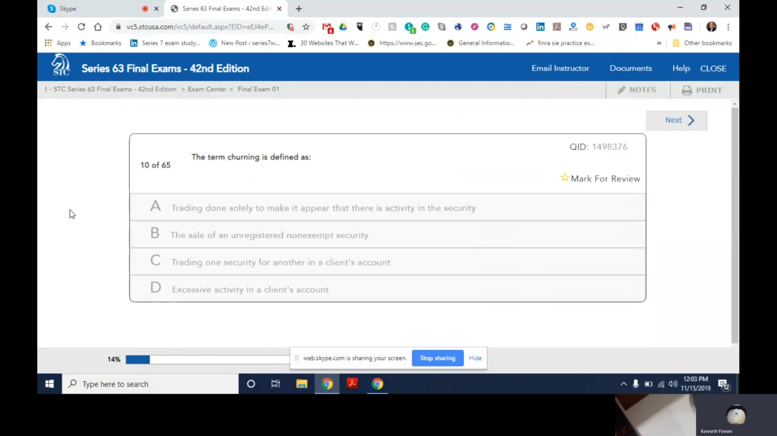The term churning, we know what churning is, excessive trading. Trading done solely to make it appear as activity in the account? No, that's market manipulation. Sale of an unregistered non-exempt security, that's just a violation. Trading one security for another in a client's account, that's fine. I mean, people go in and out all the time. Boom, there it is, excessive activity in the client's account. Sometimes they won't use the word excessive. They may just say trading just to create commissions, something like that.